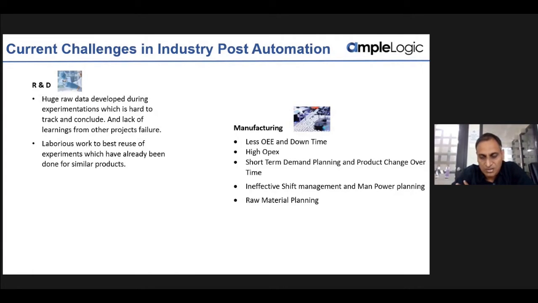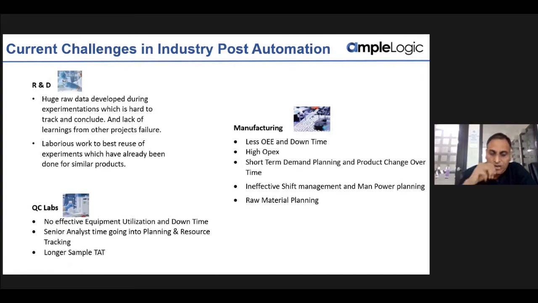The shifts are not being planned very effectively, because these automated systems are not giving any suggestions with the past data. And manpower planning is really a big concern, what we have seen. And again, on top of this, how much raw material is required, the same thing applies to R&D also. Raw material planning is really, again, a big challenge, which should come out as a part of the planning systems. And now when it comes to the QC labs, again, we see effective utilization of equipment and downtime.